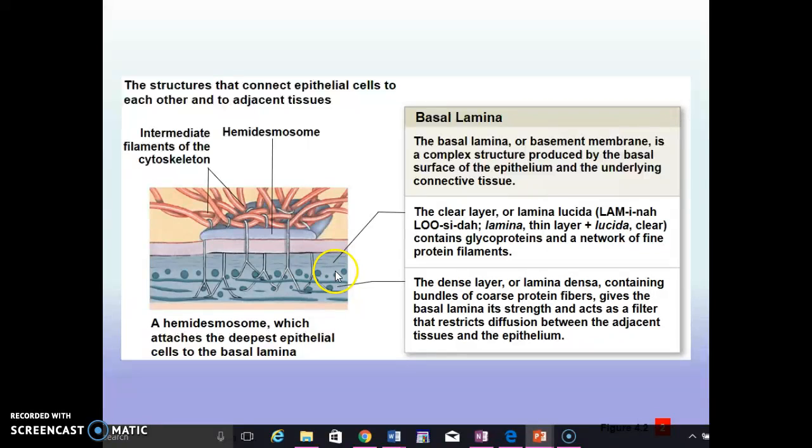So here is a clear layer, or lamina lucida, containing glycoproteins and a network of fine protein fibers, and then a dense layer, or lamina densa, containing bundles of coarse protein fibers. So this is going to provide the strength, and it acts as a filter to restrict diffusion between the adjacent tissues and the epithelium.